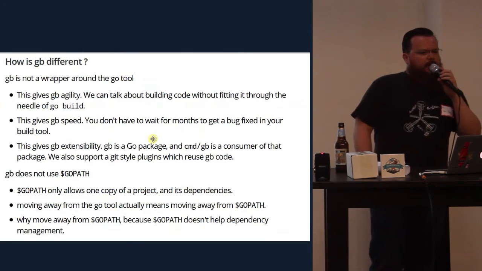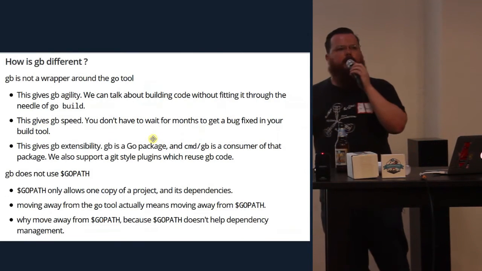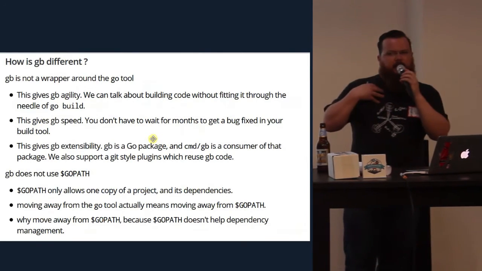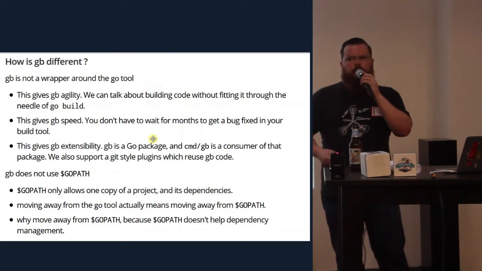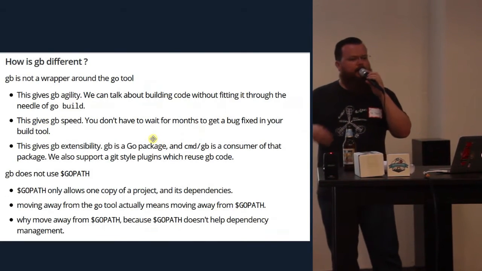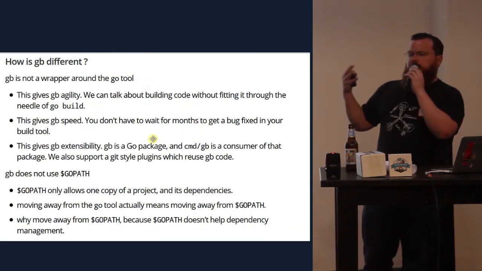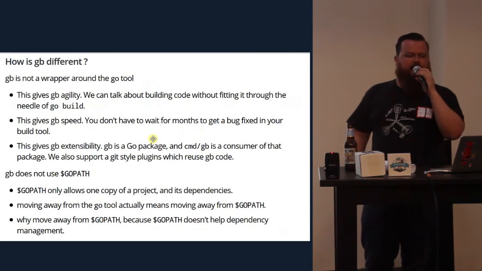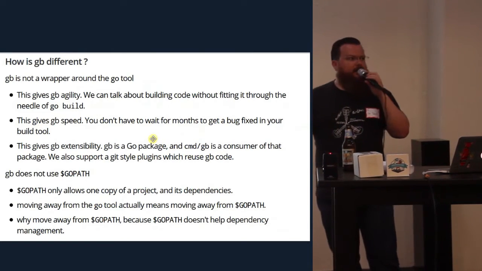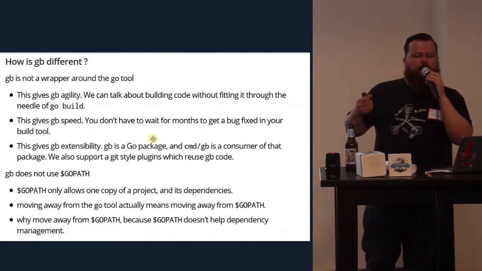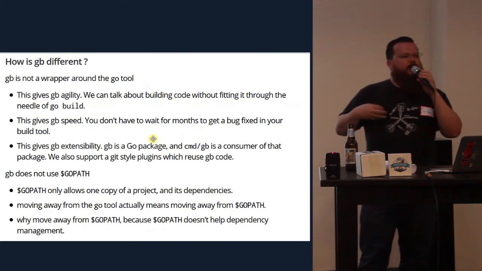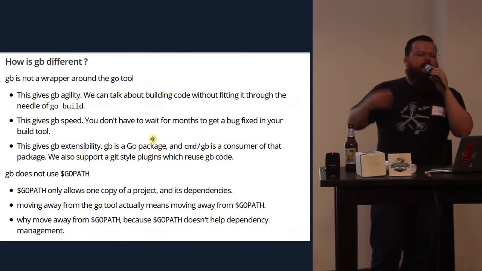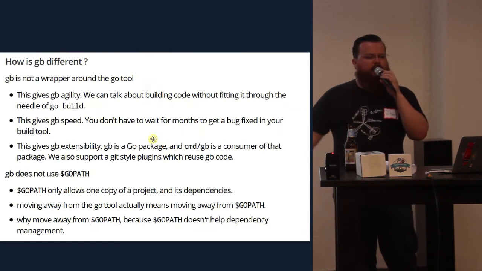So how's GB different? Well, the first one is that it is not a wrapper around the Go tool. I think this is an important differentiator. GoDeps and many of the other tools just wrap the Go tool. And that's fine, but what I think not wrapping the Go tool, basically re-implementing that logic, gives us is, for one, agility. We can talk about building code without having to fit it through what can be expressed through the Go tool, without having to contrive a GOPATH that achieves what we want.